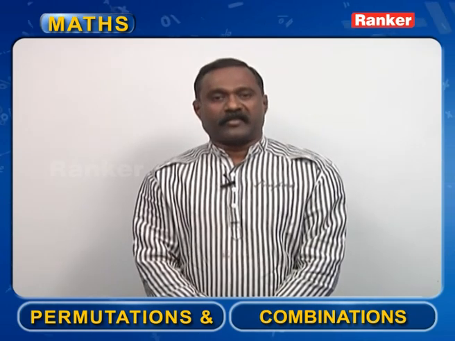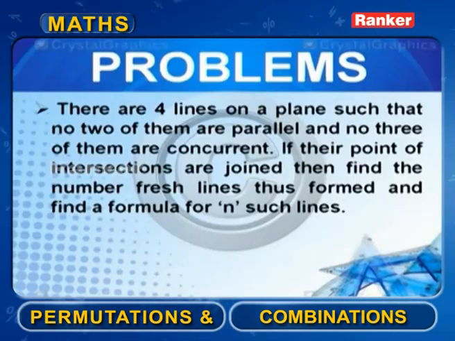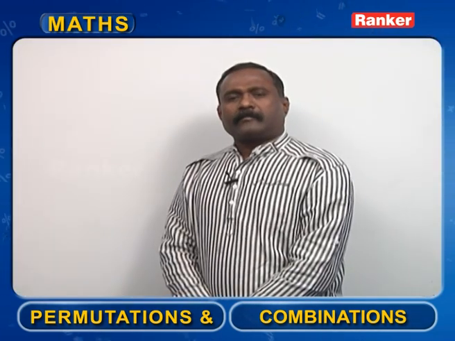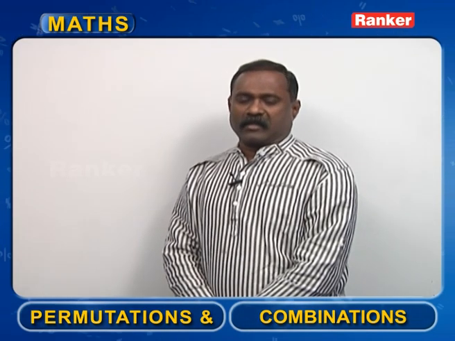Today let's continue with two more such problems, and after that we will go to other applications. To see the first problem: there are four lines on a plane such that no two of them are parallel and no three of them are concurrent. If their points of intersection are joined, then find the number of fresh lines thus formed, and find a formula for n such lines. See, if you go through the first sentence, there are four lines on a plane.